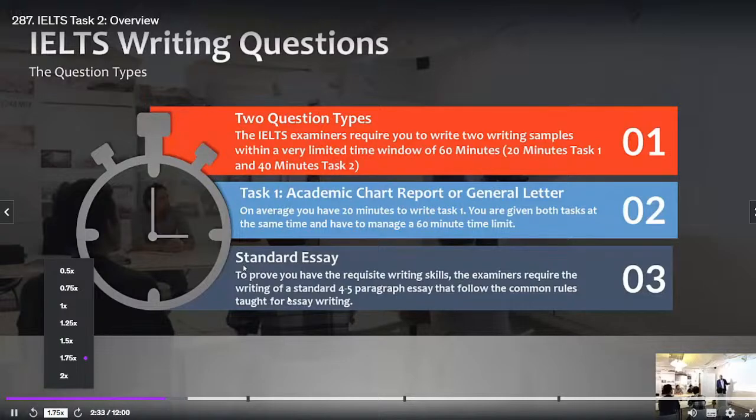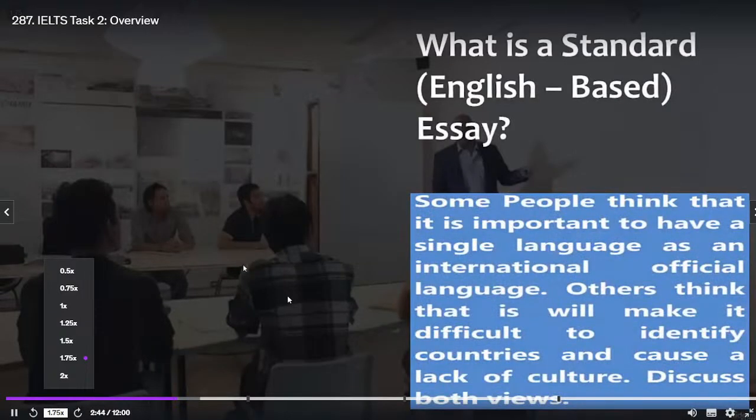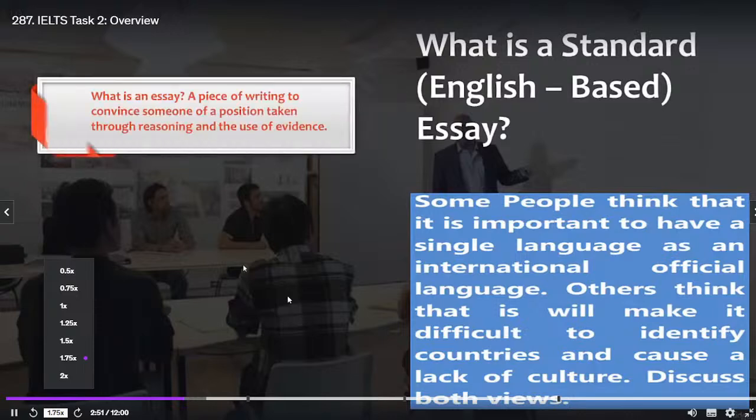You have to write in a way that's measured up to the standards that the examiners expect when giving a student a score of 7+. So, what is a standard English-based essay? Let's just start with the foundation. What is a standard essay?